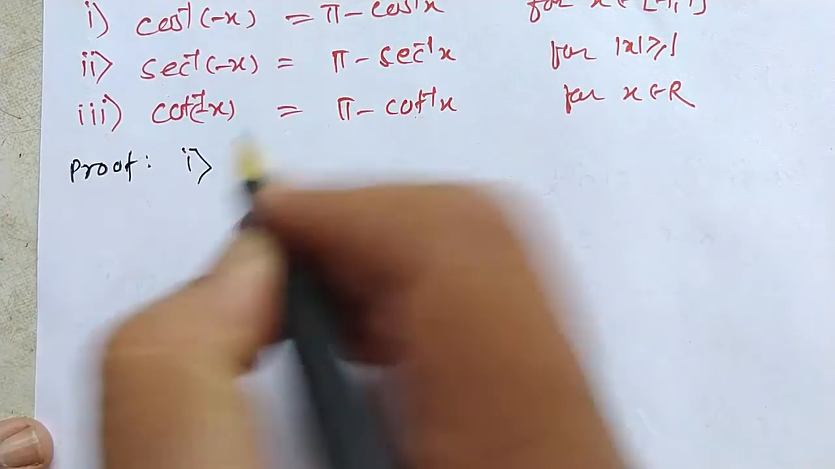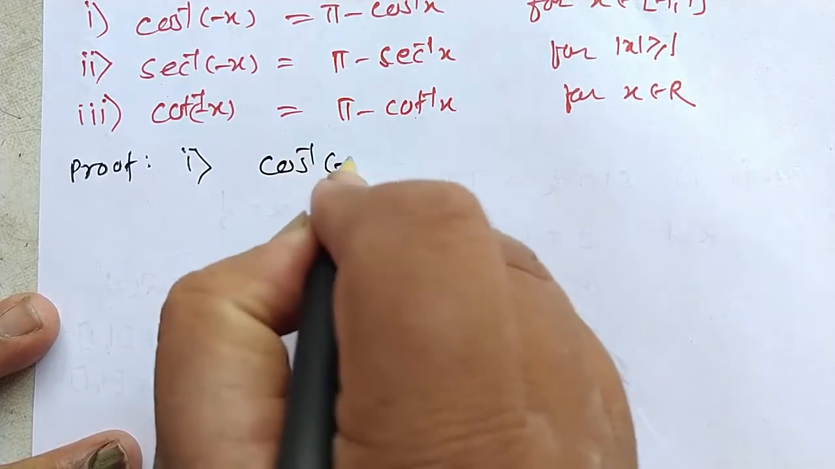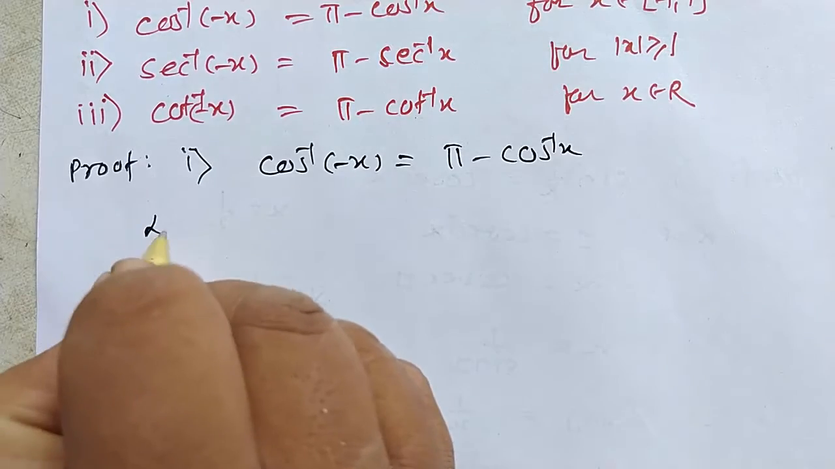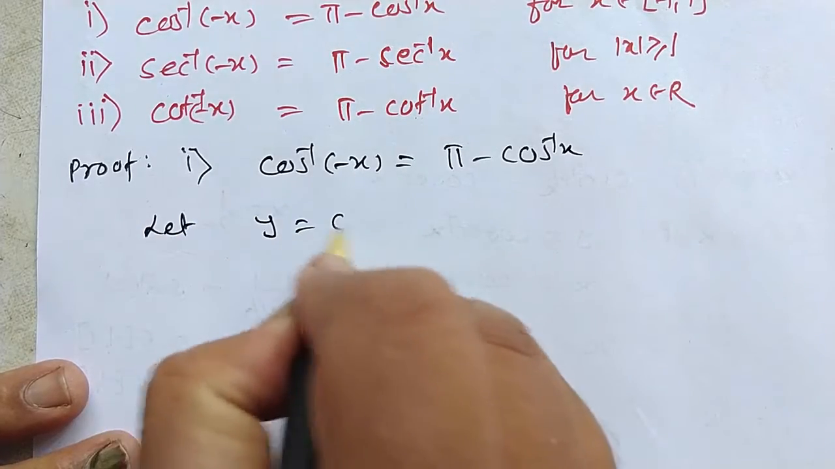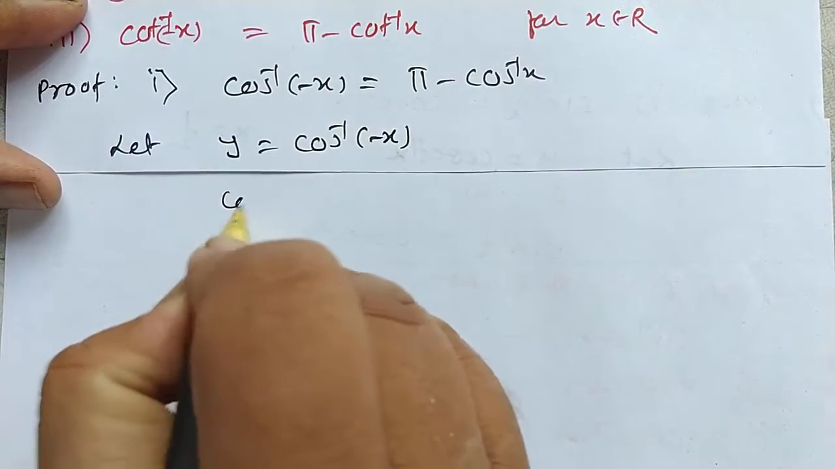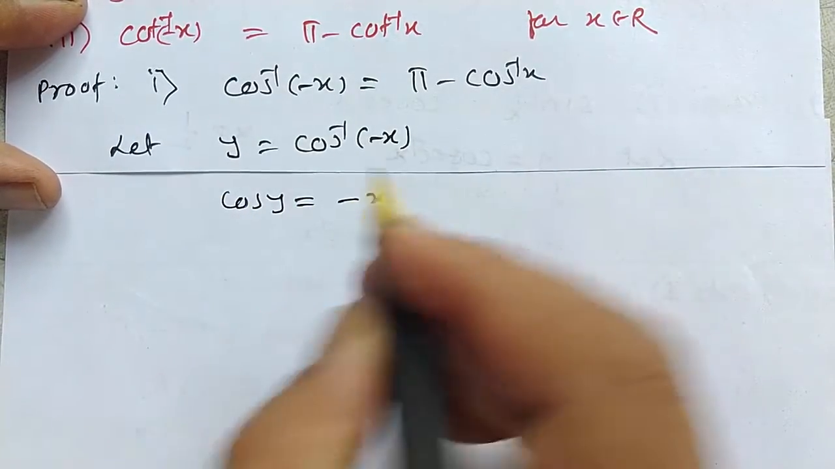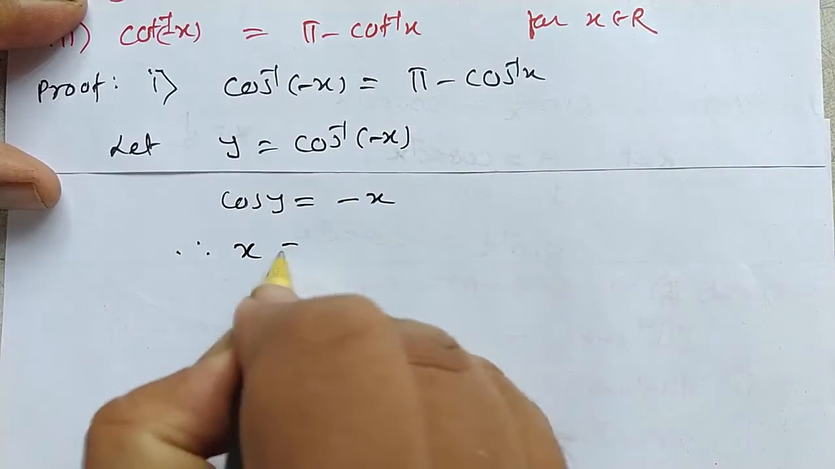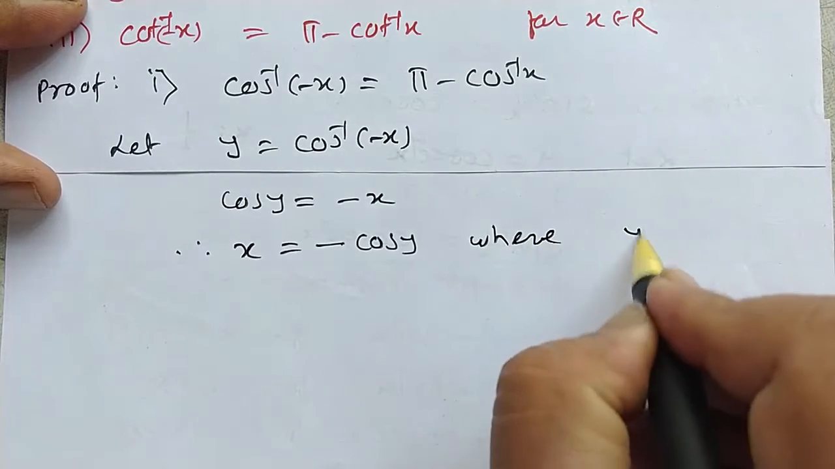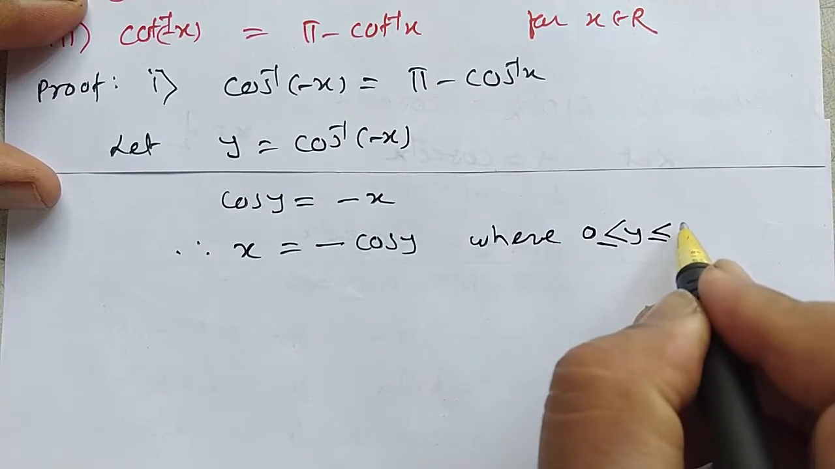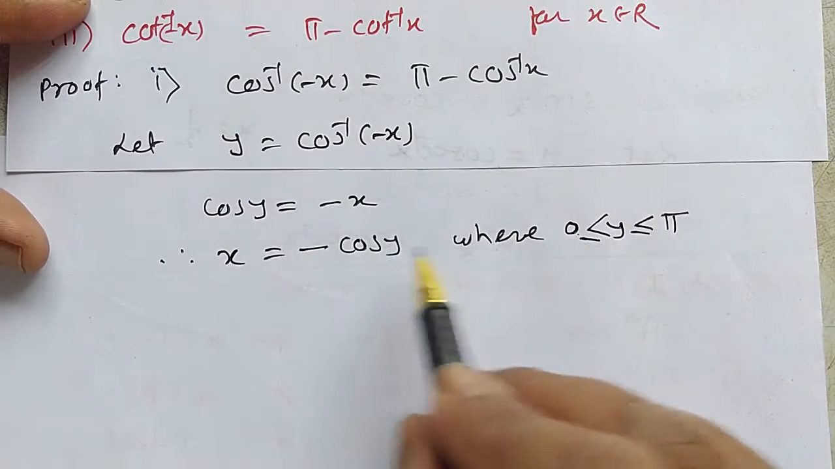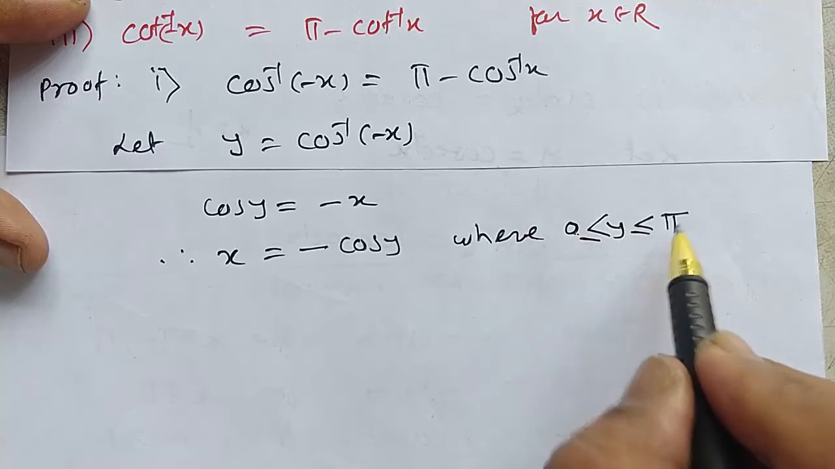We consider first, cos inverse of minus x is equal to pi minus cos inverse x. Let y is equal to cos inverse of minus x. By definition, cos of y is equal to minus x. Therefore, x is equal to minus cos y, where y is greater than or equal to 0 and less than or equal to pi. The principal value branch of cos is 0 to pi.